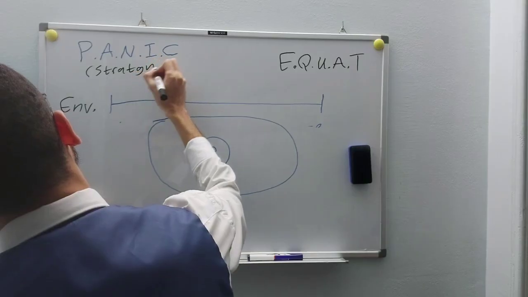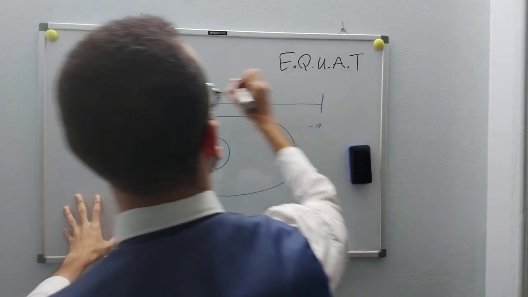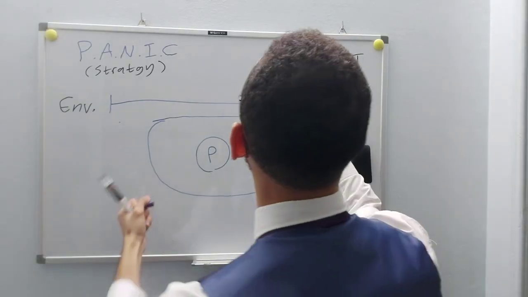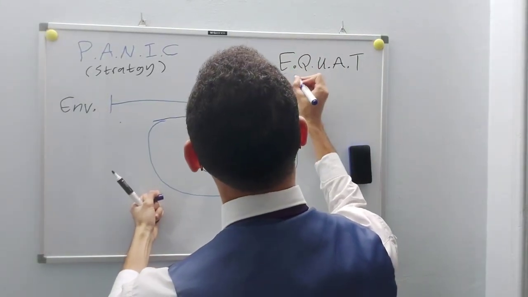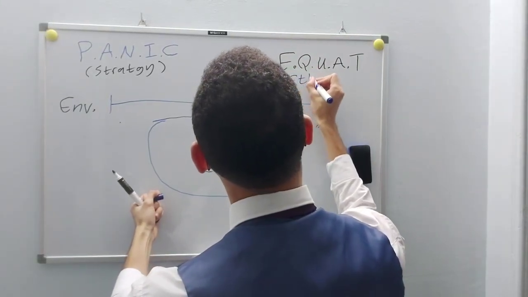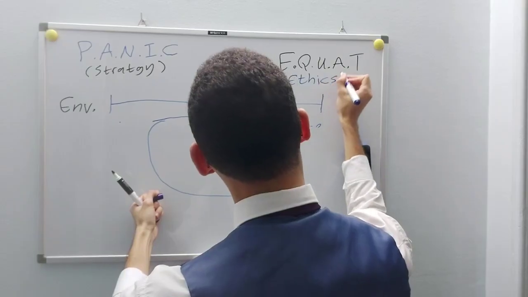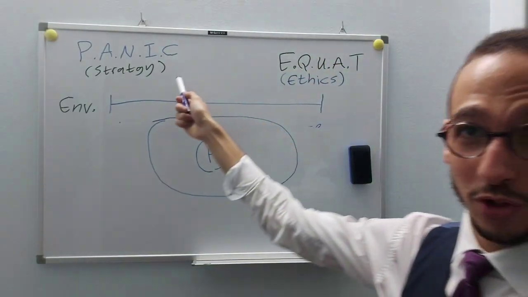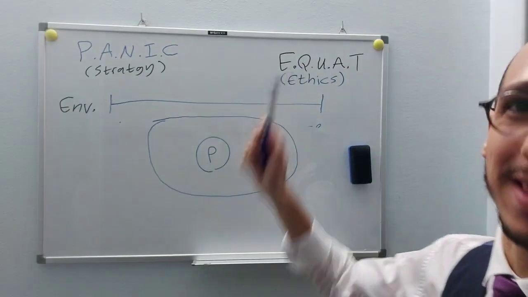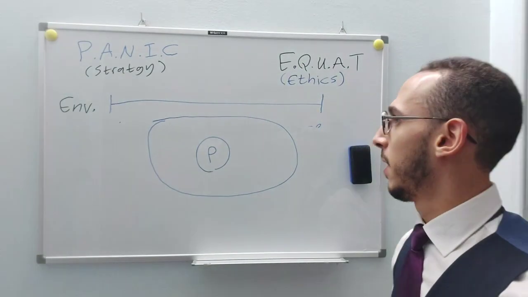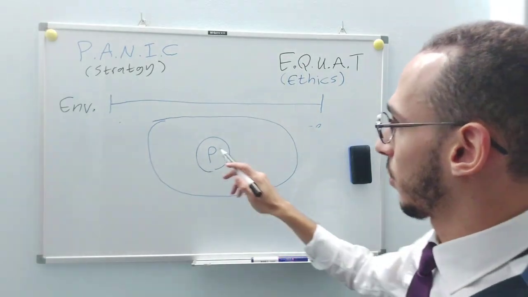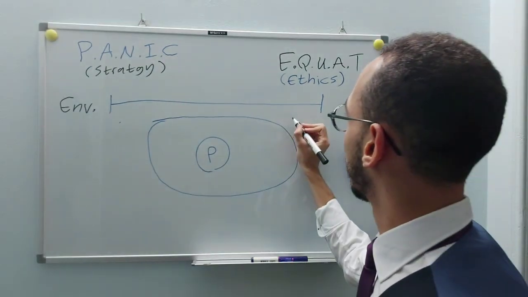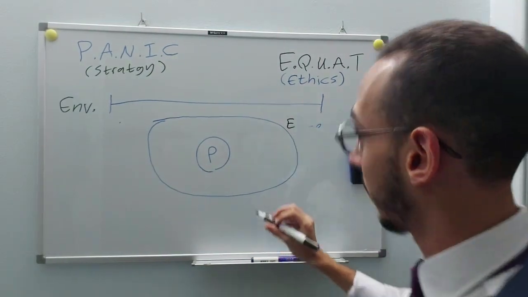I forgot how to write strategy, forgive me. Strategy, and this pertains to ethics. One model operates on strategy, the other model operates on ethics. Why? Well, as we mentioned, this is you, and this is your environment. Let's put an E here for environment.